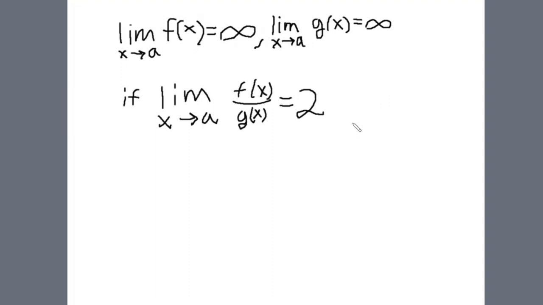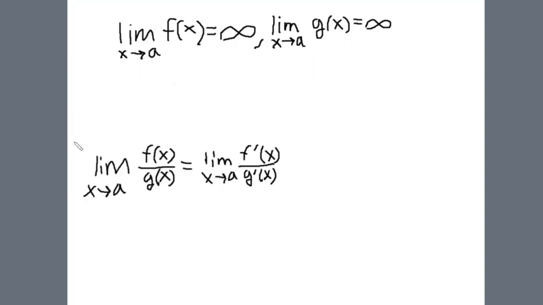This means f would also have to be increasing or decreasing twice as fast as g increases or decreases when it approaches a. Therefore, if f and g approach infinity, the ratio between f and g is going to be the same as the ratio between the rate at which f approaches infinity, f prime of x, and the rate at which g approaches infinity, g prime of x.